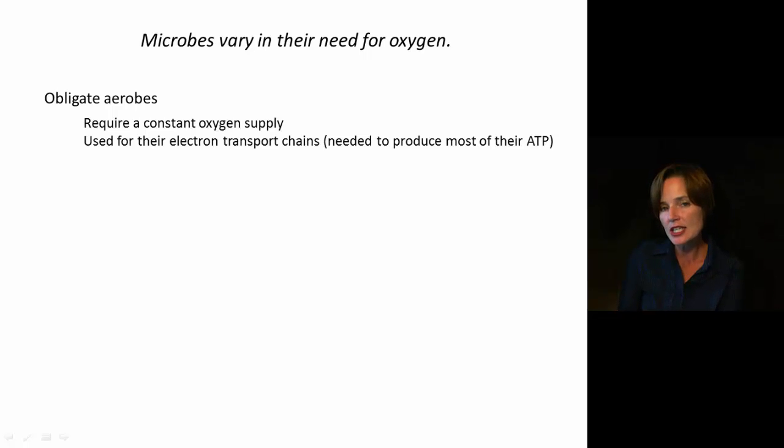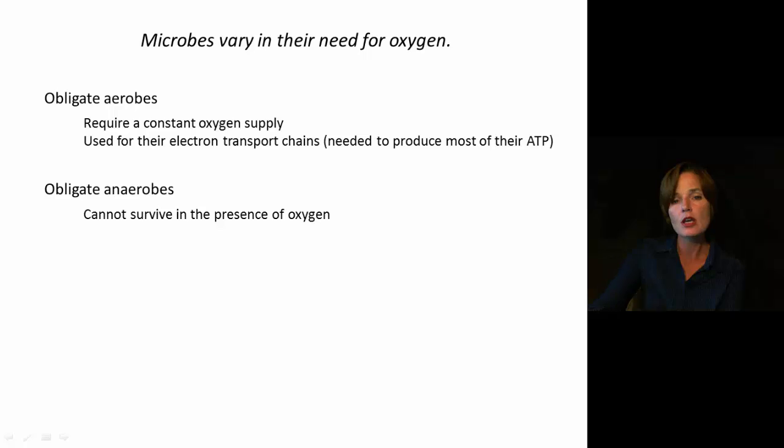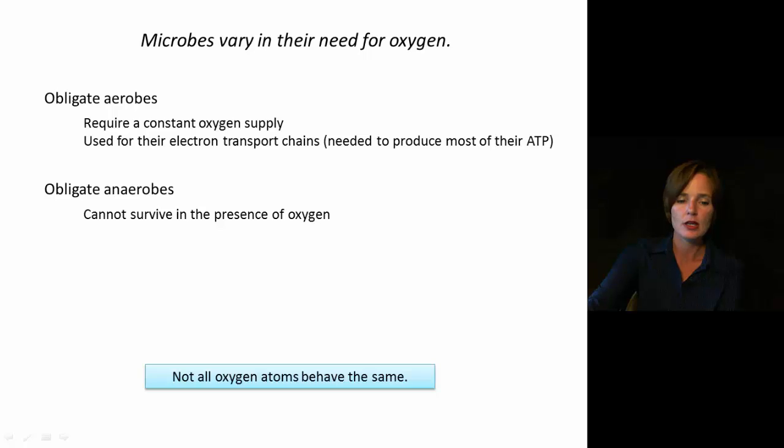If we were to relate this to humans, we would be obligate aerobes. We need oxygen in order to survive. There are also organisms that are called obligate anaerobes. Obligate anaerobes are not able to survive at all in the presence of oxygen. So not all oxygen is exactly the same, and that's why there are going to be differences in whether organisms need the oxygen to grow or whether they can't have oxygen present at all.